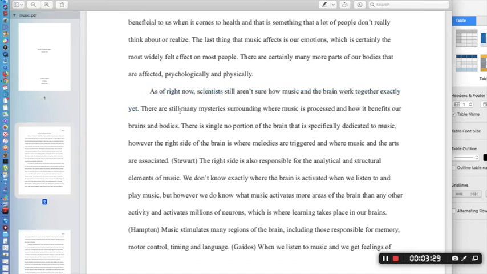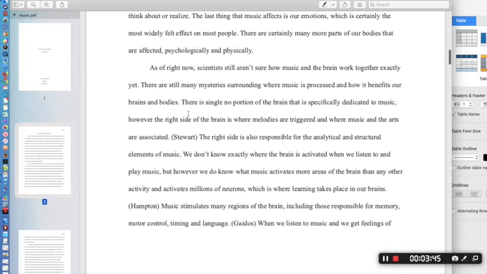So we've established what this paragraph is going to be about. I haven't read this in a long time, but I know what's going to be in it because it's a good topic sentence. This topic sentence shows that this paragraph will be about how music and the brain work together. Even though it's unsettled science, we will learn a little bit about music and the brain.